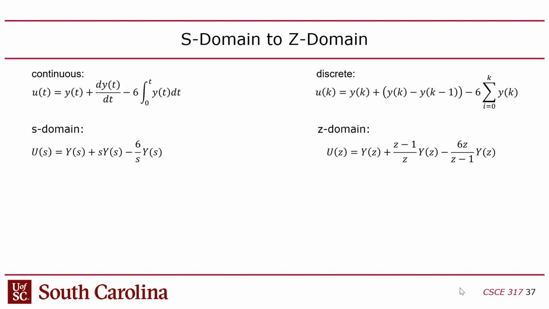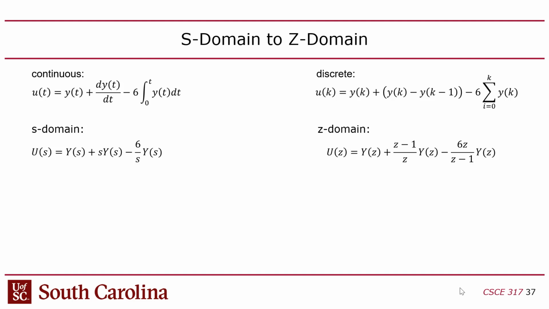Now, the derivative is a little different in discrete. In this case, the derivative is y of k, which is the current sample, minus the previous sample, y of k minus 1. So that's the change from the last sample. And then the integral becomes a summation where you're summing up all the samples, in this case, instead of time 0 to t, i equals 0 to k, and you sum everything up, right? So the integral is summing all the samples, whereas the derivative is looking at the difference between the current sample and the previous sample, right?